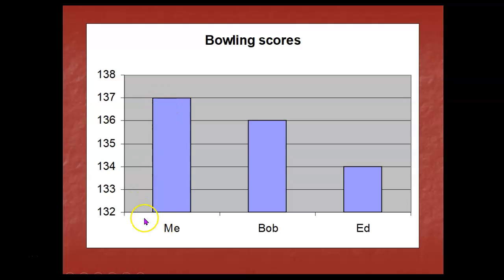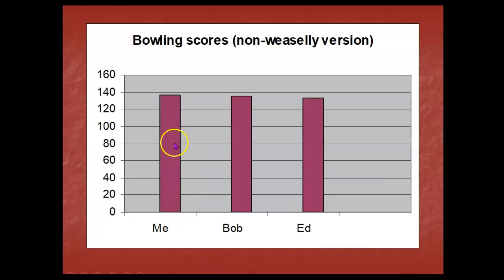So if we had started at 0, here's what it would look like. Here's you, here's Bob, here's Ed. And if you look really closely, you can still tell that your score is higher than the other two, but not by very much in the grand scheme of things. That's something to watch out for. If the scale of a graph does not start at 0, it can make the differences between the different values look a lot bigger than they really are.